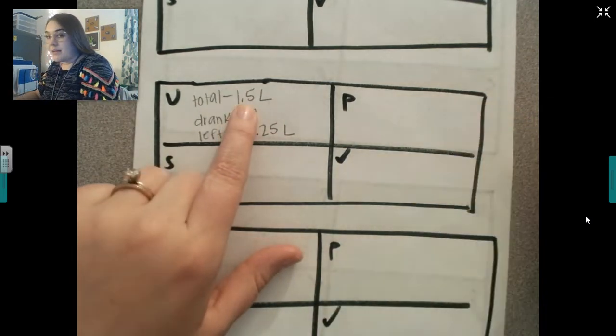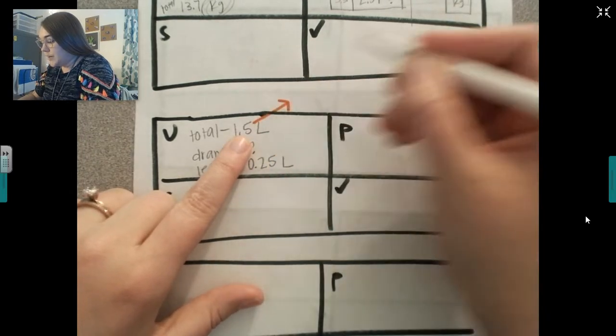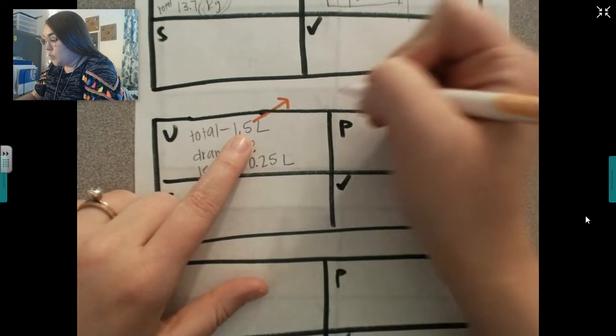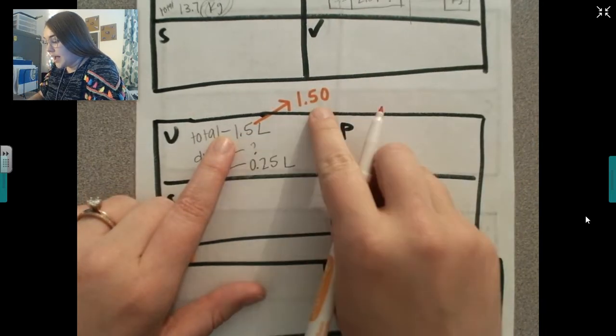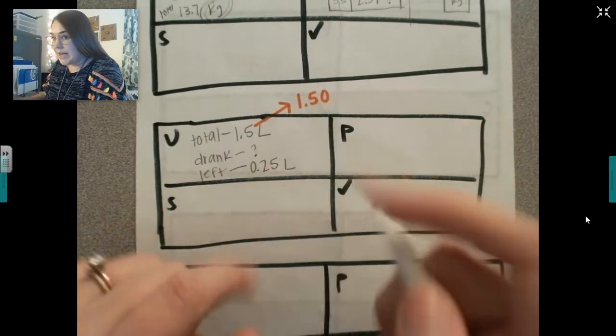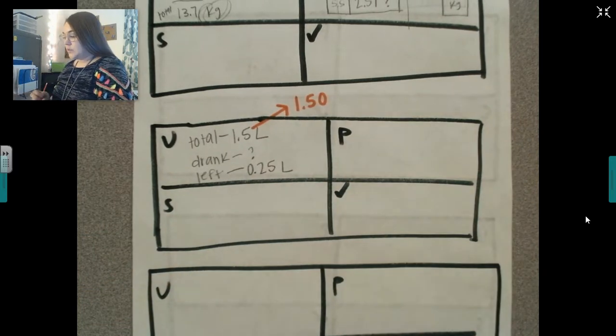One thing that I am going to give you a hint on is when you are doing your addition, subtraction, whatever you do, add a 0 onto the end of 1.5 liters so that your decimals line up perfectly. So go ahead and complete this problem.